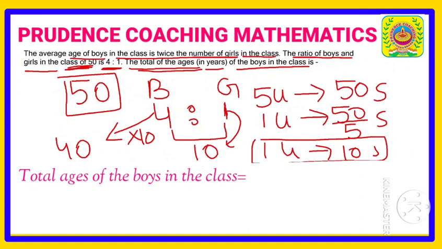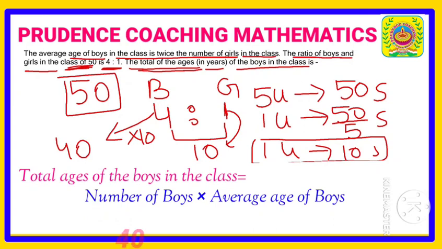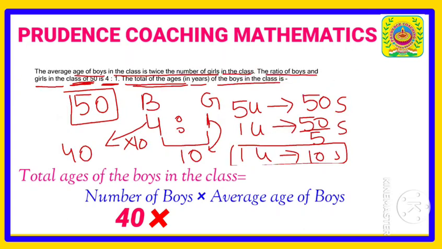So for that you require the number of boys in the class, that is 40, which we have calculated, and you need to multiply the number of boys with the average age of a single boy. If you know the average age and multiply it with the number of boys, you will get the total ages of those boys in the class. So from the first statement we can get the average age of boys. It is given that the average age of boys in the class is twice, meaning 2 times, the number of girls in the class. So if we multiply the number of girls by 2, we will get the average age of the boys. It is said in the first line.